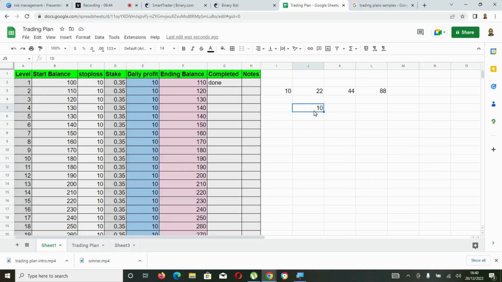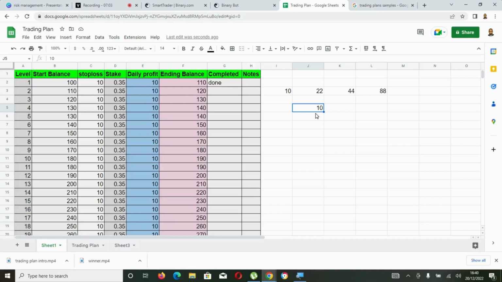Don't put a bigger stake that you cannot afford to lose, so that when the martingale factor comes into place, you don't take a bigger risk of losing. Right now, that is what you need to understand concerning risk management.